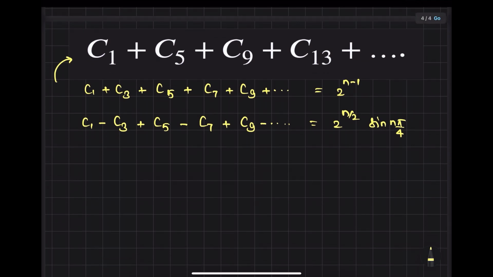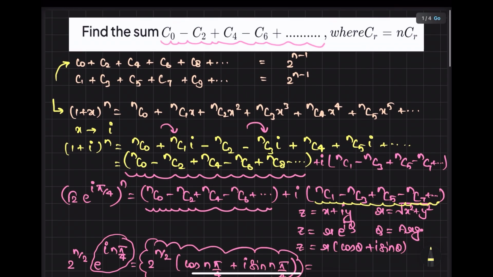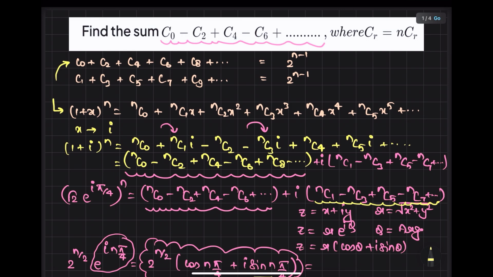Now don't you think if we add these two equations, we will have 2 times C1, C5, C9, C13 dot dot dot. Okay, so it is 2 power n minus 1 plus 2 power n by 2 sine n pi by 4. Now to get the required answer, we have to divide both sides by 2. Okay, I hope now you can handle the complex number problems as well.